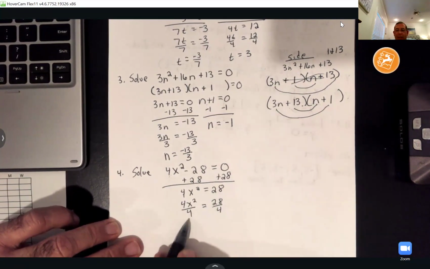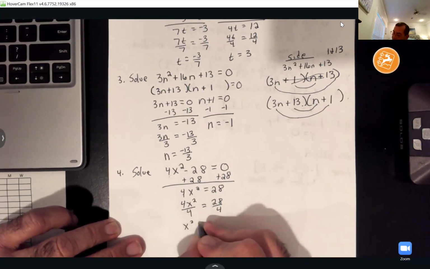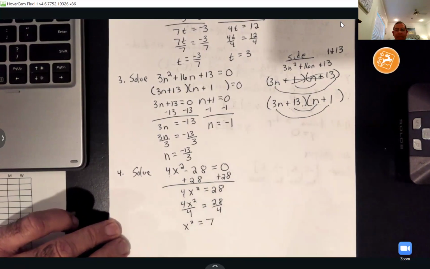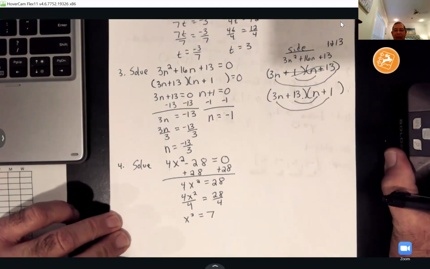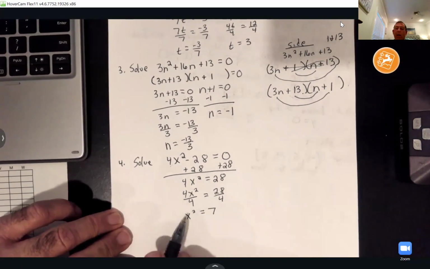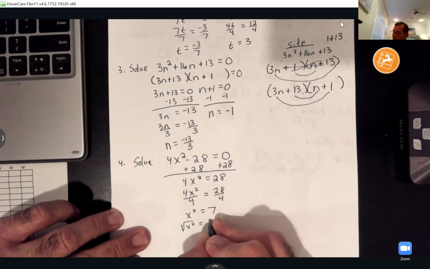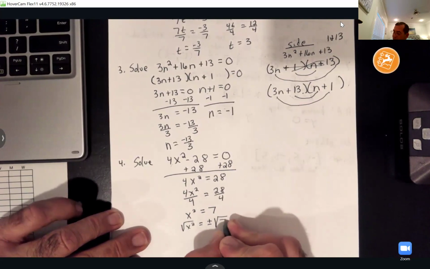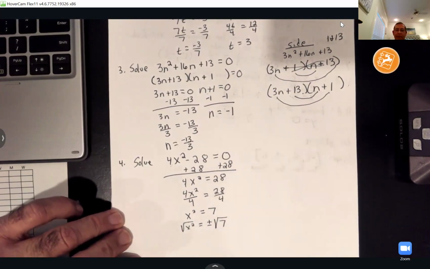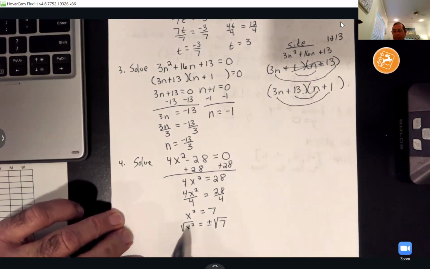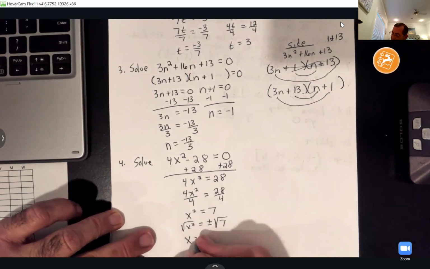So doing that, those cancel. I get my x squared equals 7. Now I can square root both sides. And this will be a plus or minus square root of 7. So y'all, the radical cancels the exponent, leaving my x. This will be a plus or minus.